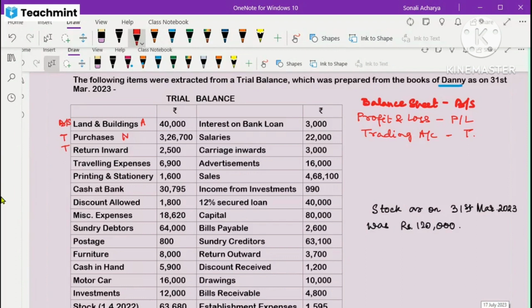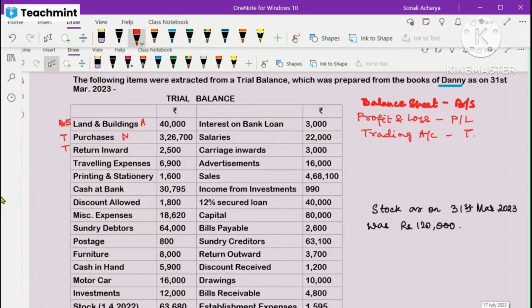Is it purchase return or is it sales return? It is a sales return, when stocks are returned by the customers to whom we have sold goods. So it's a trading item. It will be deducted from the sales to get the net sales.